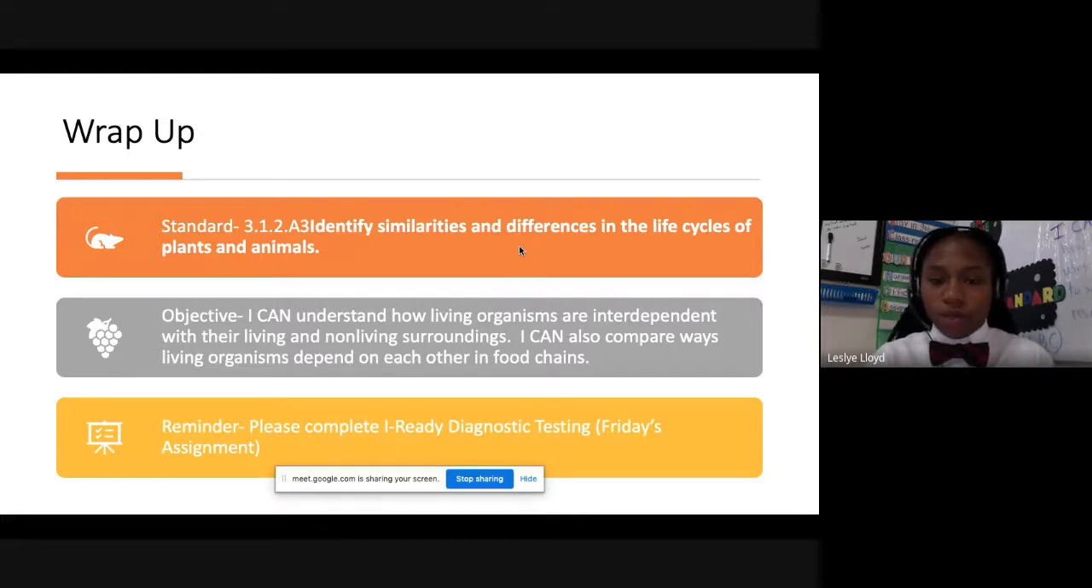I can also compare ways living organisms depend on each other in food chains. And lastly, our reminder for this week: please remember to complete your iReady diagnostic testing. This is also assigned as your Friday assignment. Good luck on your testing. I hope you all do an awesome job and give it your best.